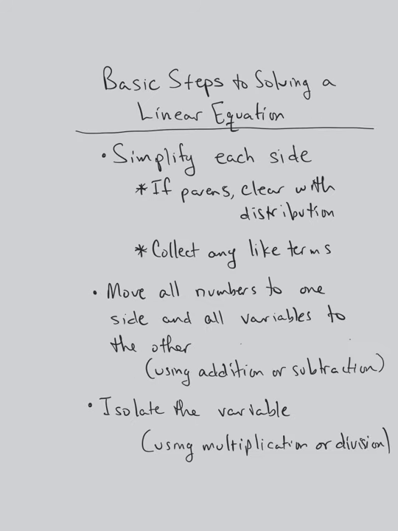All right, so yeah, we basically just laid out all that. So the basic steps to solving a linear equation is you just simplify each side, okay, and these are the steps involved in simplifying. If there's any parentheses, you clear them with distribution, and then you collect any like terms, all right? And then we move all the numbers to one side of the equation and all variables to the other side of the equation. And remember, whenever you're doing that, you're moving entire terms, so you'll always use addition or subtraction, okay? And then once you've done that, then you'll just isolate the variable. You always isolate using multiplication or division.